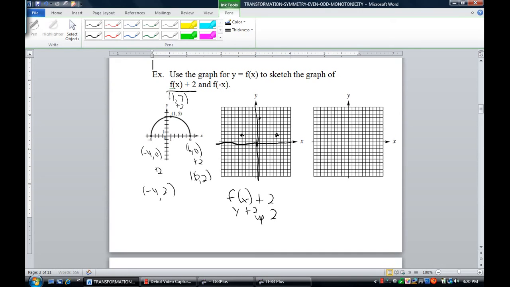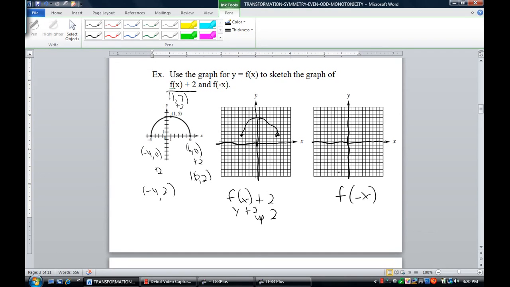And I'm going to freehand connect them. Now you get the idea. So all this has been moved up 2. Now let's do f of negative x. Now we're going to do pretty much the same thing. Ooh, that one's a little bit better. Look at that. Sometimes I amaze myself.